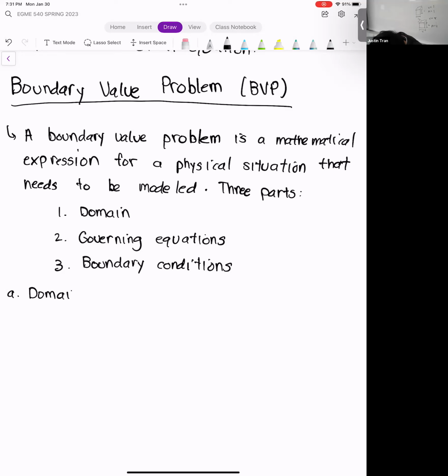Let's start with the domain. The domain specifies the subject of our FEA simulation. It defines the what and the where we're going to solve our equations.